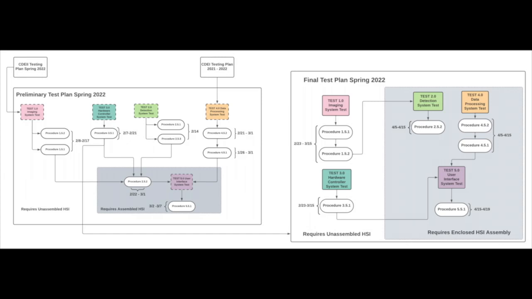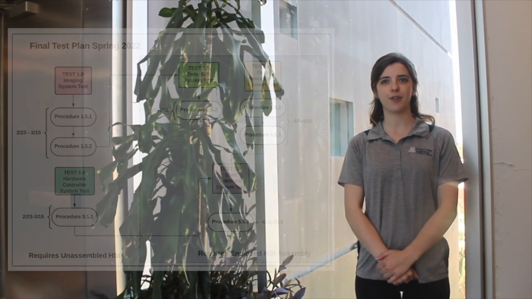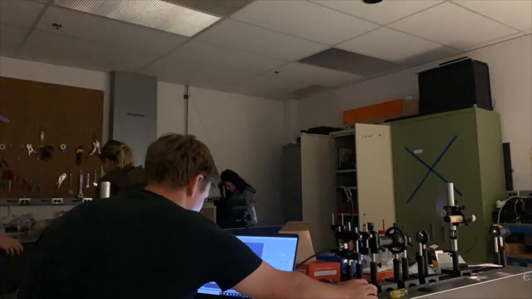In order to verify that we meet all the requirements for our system, we defined preliminary and final test procedures along with a test slowdown involving each subsystem of our HSI. For our final testing, we tested the imaging system and the hardware controller in parallel since these subsystems are independent of one another. The remaining requirements were tested with the fully integrated system, as proving the functionality of some systems required this. Here, we are performing our tests on the imaging system in the lab.